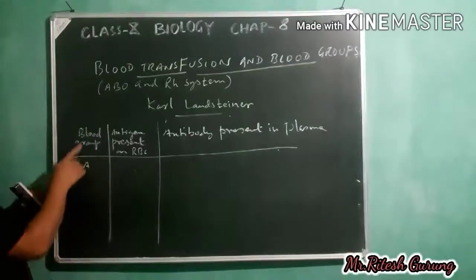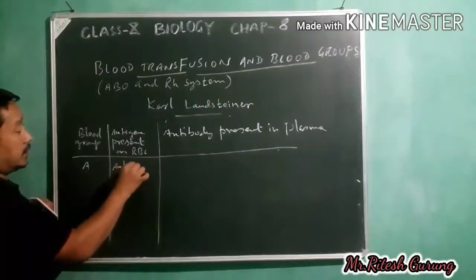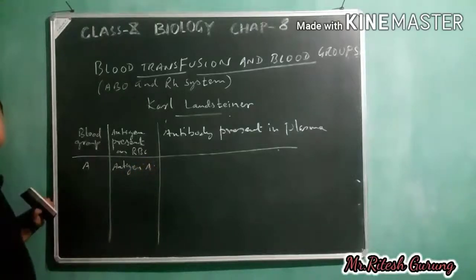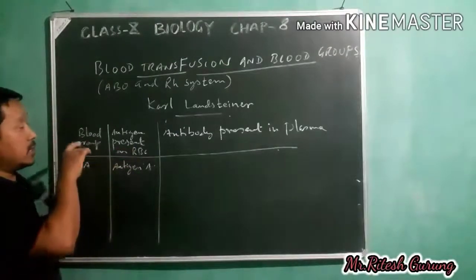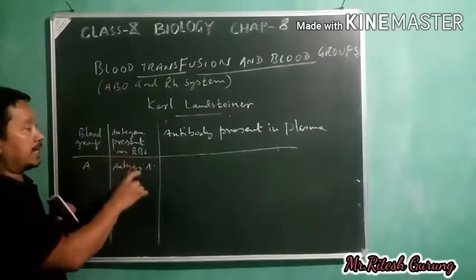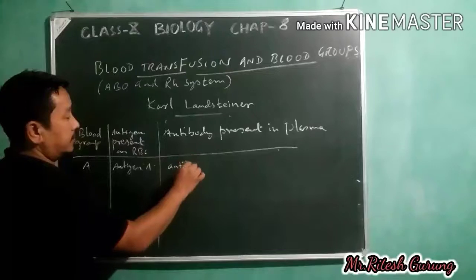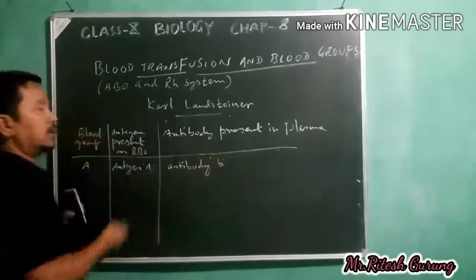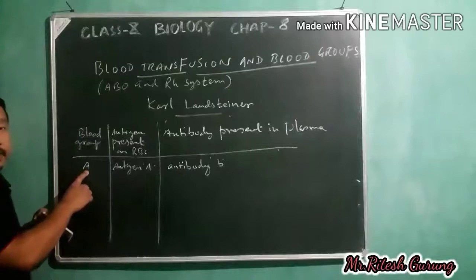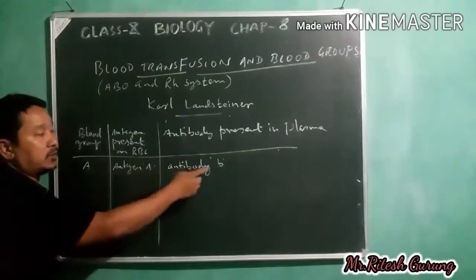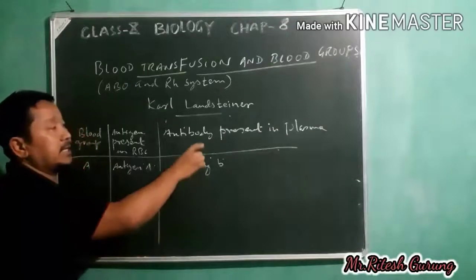Blood group A contains antigen A. The person having blood group A has antigen A on the surface of RBC and antibody B in plasma. See here, blood group A contains antigen A and antibody B. Antigen A is present on the surface of RBC and the antibody is present in plasma.